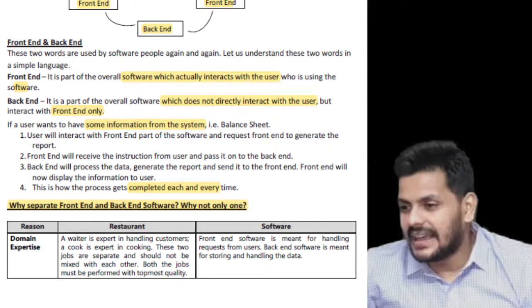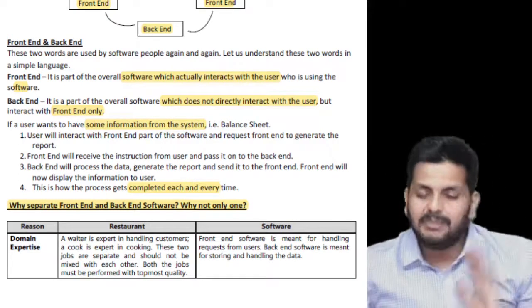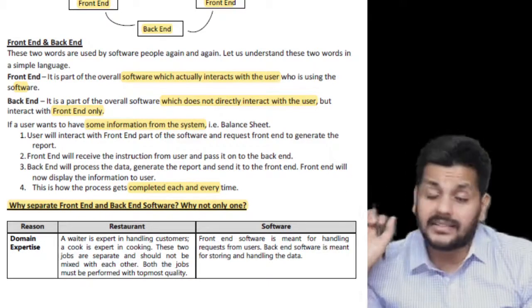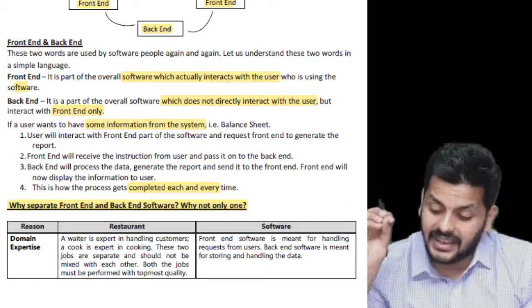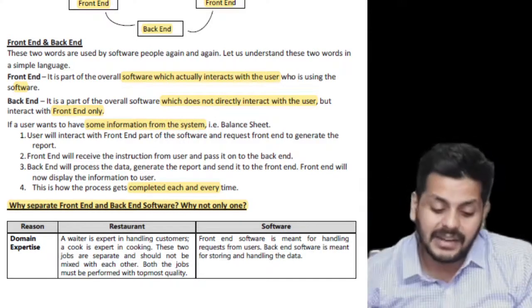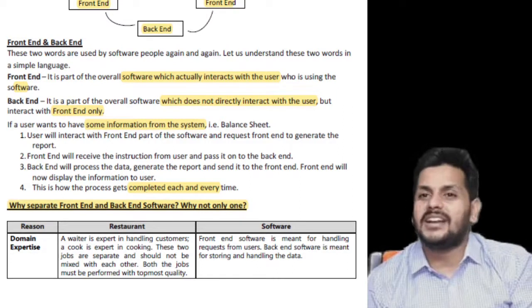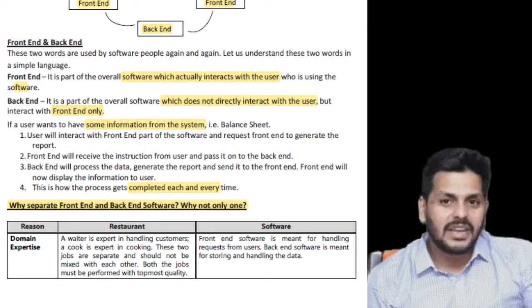I like this concept because here they picked up a very beautiful example, very easy to justify. There are 5 reasons, not one, and to justify that, they took the help of a restaurant. Sir, why did the restaurant come? Because a restaurant also has a front end and back end. The waiter will come to you. He'll pick up your order.